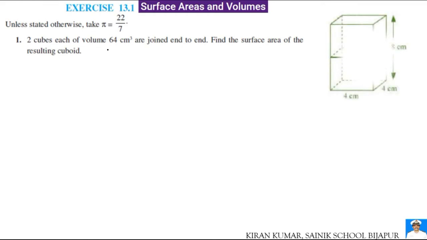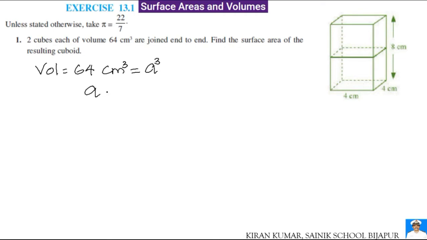Here, there are two cubes, and those two cubes are having volume equal to 64 centimeter cube. When the volume of the cube is 64 centimeter cube, I can find the side because the volume is side cube. So the side will become cube root of 64, which is 4 into 4 into 4. So it is cube root of 4 cube. So we get 4 centimeter as each side of the cube.